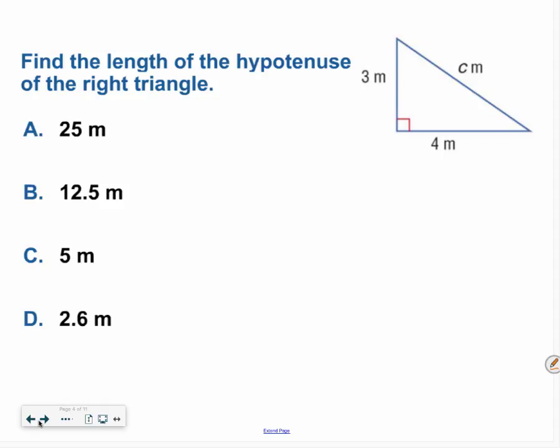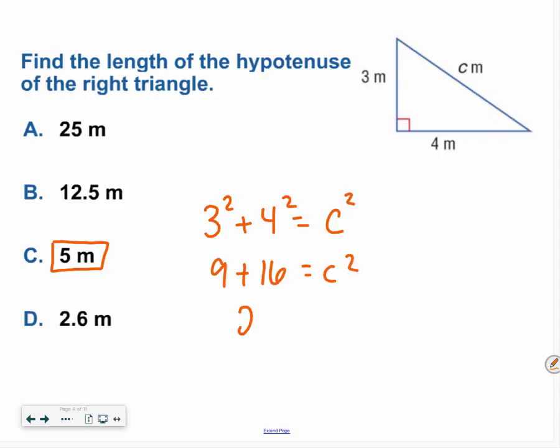Hopefully you ended up at 5 meters. You should have set it up 3 squared plus 4 squared equals C squared. So you would have had 9 plus 16 equals C squared, or 25 equals C squared. The square root of 25 gives you 5. All right. If you have any questions, please be sure to ask for some help.